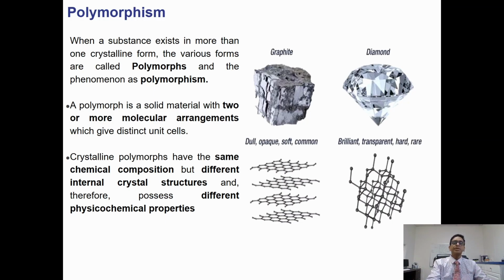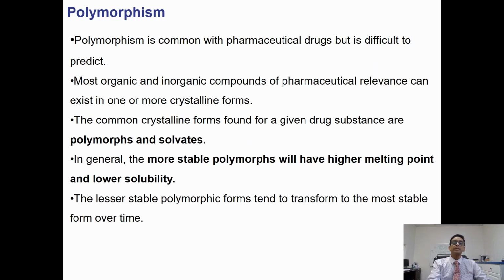So polymorphism, as we understood, is that most crystalline compounds exist in more than one form, and that process makes the solid compound into polymorphs. This polymorphism is very common in pharmaceutical drugs, and it is quite difficult and challenging to predict. Most organic and inorganic compounds of pharmaceutical relevance can exist in one or more crystalline forms. The common crystalline forms found in a given drug substance are called polymorphs or solvates. In general, the more stable polymorphs will have a higher melting point and lower solubility.